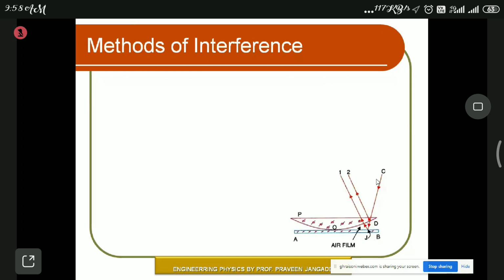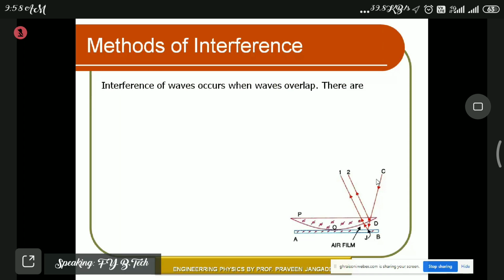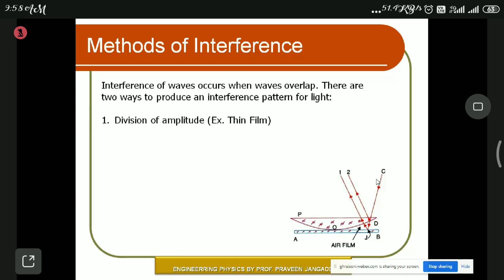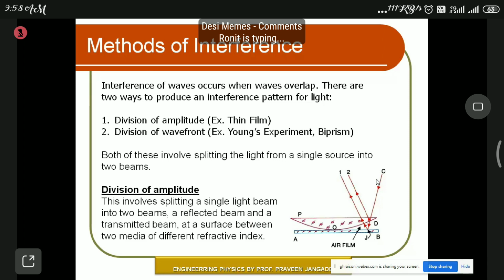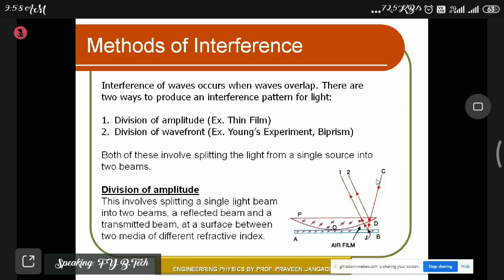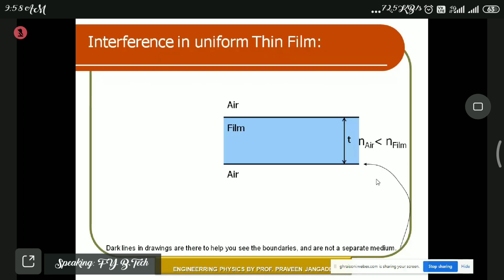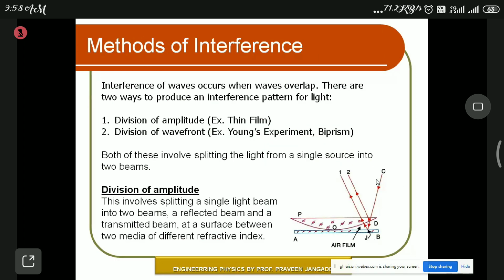Now the most important part here is the methods of interference. How can we get interference? There are two methods. One method you have already studied. Now look at this slide. There are two methods mentioned in this slide: one is division of amplitude, and the second is division of wavefront. Division of wavefront is already familiar to all of you: one is Young's experiment, and the other is the biprism.